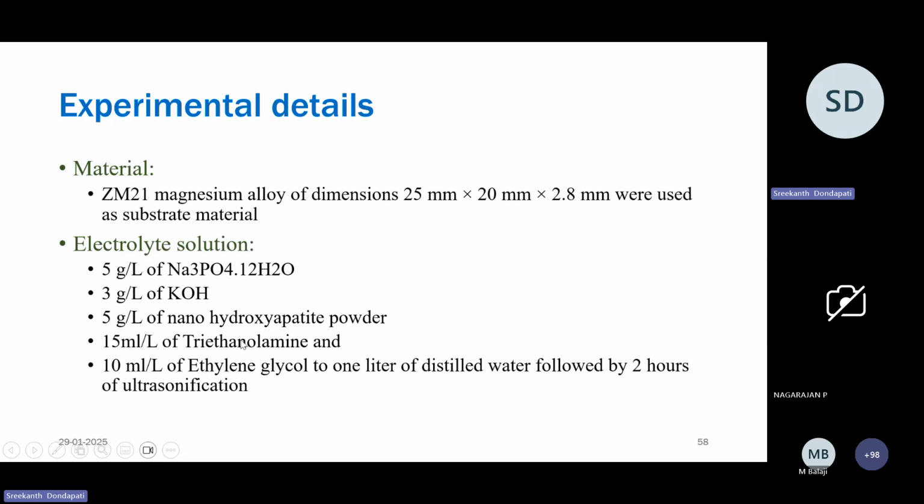The mechanism was that during the formation of the magnesium oxide, the hydroxyapatite particles in the electrolyte also get attracted, or electrophoretically dragged, onto the surface of my ZM21 alloy and get embedded in the magnesium oxide matrix. For that purpose I added triethanolamine to charge the hydroxyapatite particles. And I used ethylene glycol to increase the suspension stability, because hydroxyapatite is not dissolvable in water, so it forms a suspension. I should not allow these particles to settle down as long as the process is going on.